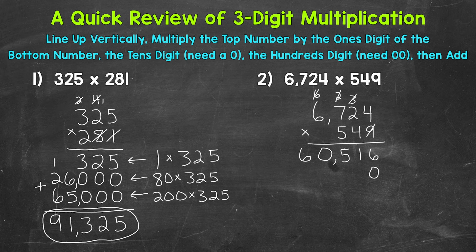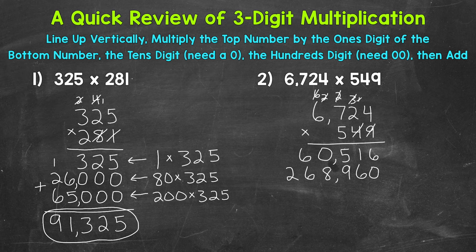Then we do 4 times 4, which is 16. Carry the 1. 4 times 2 is 8, plus 1 is 9. Then we have 4 times 7, which is 28. So we'll put our 8 and carry the 2. And then we have 4 times 6, which is 24, plus 2 is 26. No more places to the left, so we can bring that 2 straight down. Put our comma in, and we have 268,960. We're done with the 4. This carried 1, and then this carried 2.